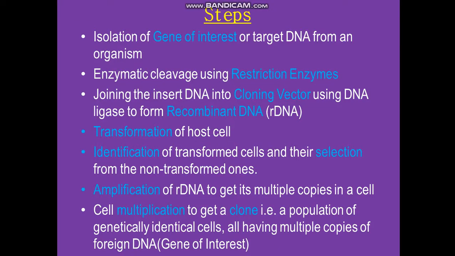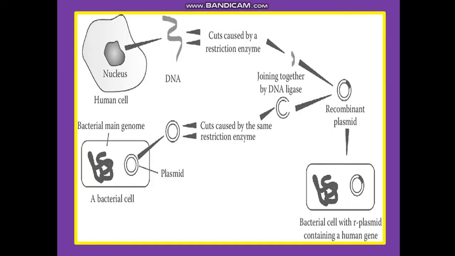Okay, so we can understand it by this diagram also. See here, this is a human cell and it has a nucleus. Inside the nucleus is the DNA. We used a particular restriction enzyme to cut this DNA into small fragments, or we have recognized the gene of interest and we have removed that gene of interest. We have kept it.